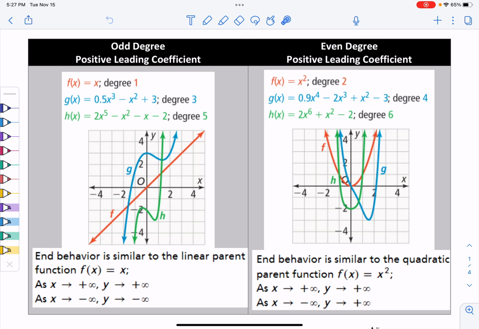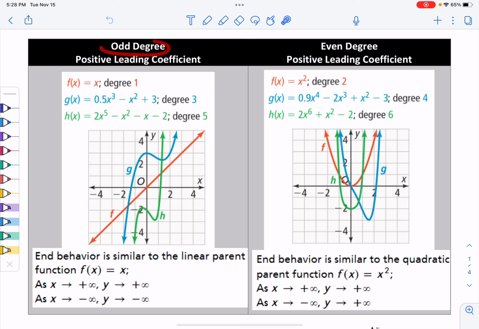Now, we have an odd degree polynomial with positive leading coefficients. Notice that this one has a degree 1 because x is to the first power. This one has a third degree because the highest power is a 3. This one's a fifth degree because the highest power is a 5. All of the leading coefficients are positive. This one has a leading coefficient of 1, this one of 0.5, this one of 2. They are all positive leading coefficients.